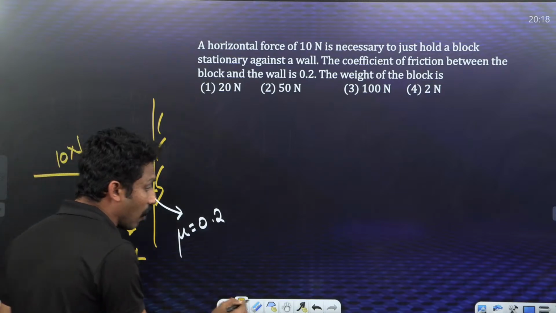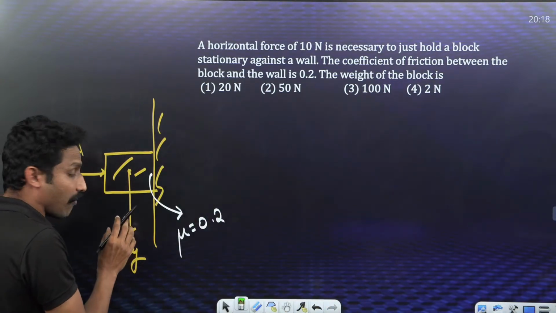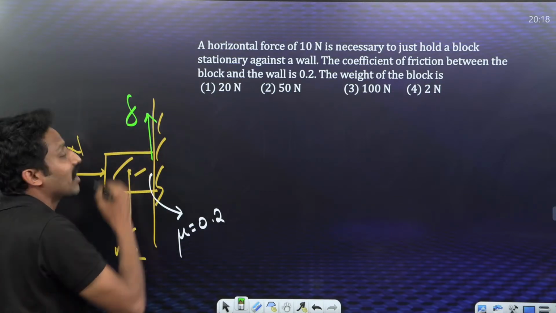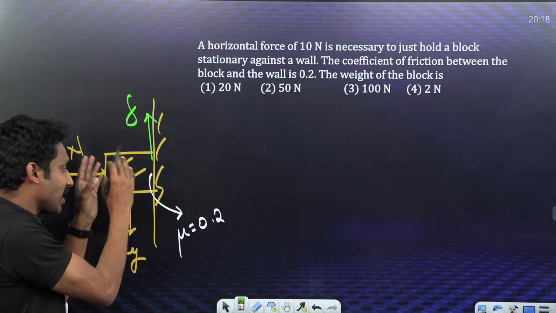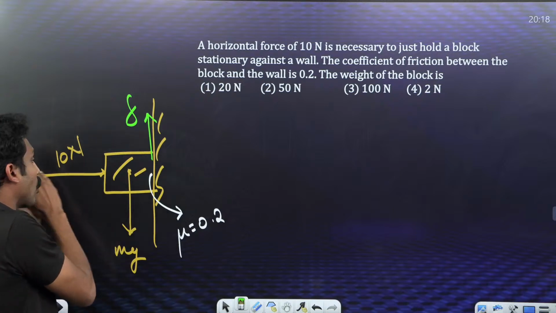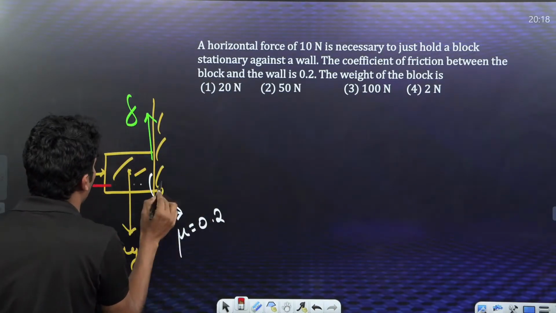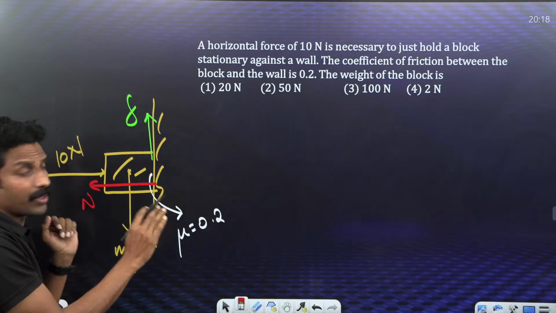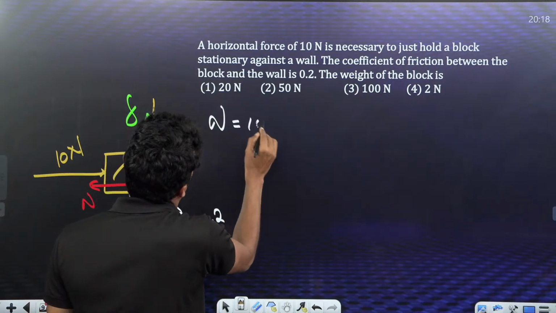Okay, and which force is balancing this mg? The force balancing this mg is the frictional force, F, isn't it? So this is in equilibrium, both in vertical and horizontal equilibrium. This horizontal 10 Newton force is balanced by the normal reaction. So, horizontally in equilibrium means the normal reaction value is equal to 10 Newton.